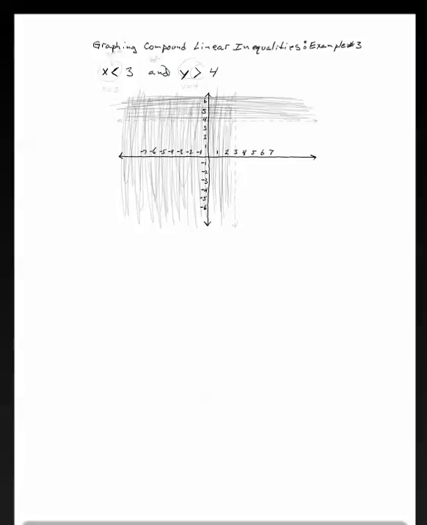equations. So for x is less than 3, we're going to graph the equivalent equation x equals 3. We know that's a vertical line passing through x is 3. We also know we're going to use a dashed line because we have a strict inequality. It says x is less than. So let's go ahead and put our vertical line at x equals 3, and we'll make it a dashed line.